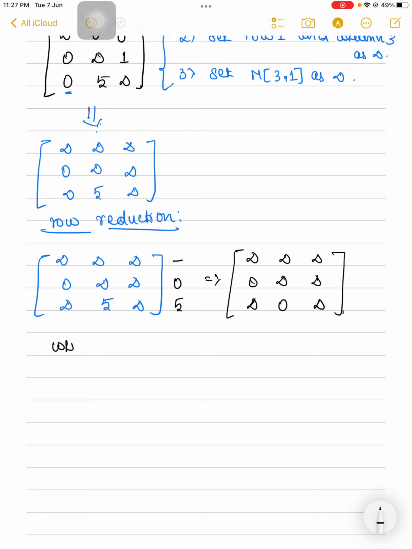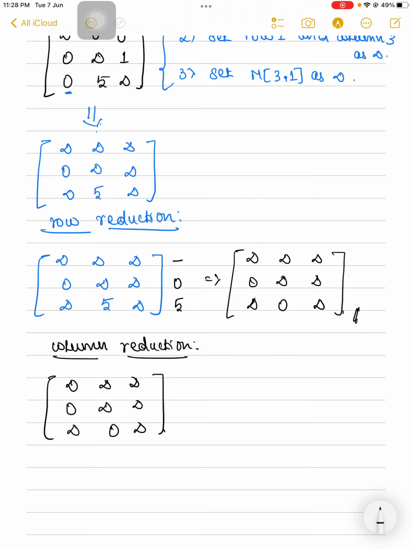And the next step is performing column reduction. From the row reduced matrix, infinity, infinity, infinity, 0, infinity, infinity, infinity, 0, infinity. So when you check, you just identify the column minimum. So here it will be 0, again here it will be 0, here it will be null. So it will remain same only because all are 0 and null.